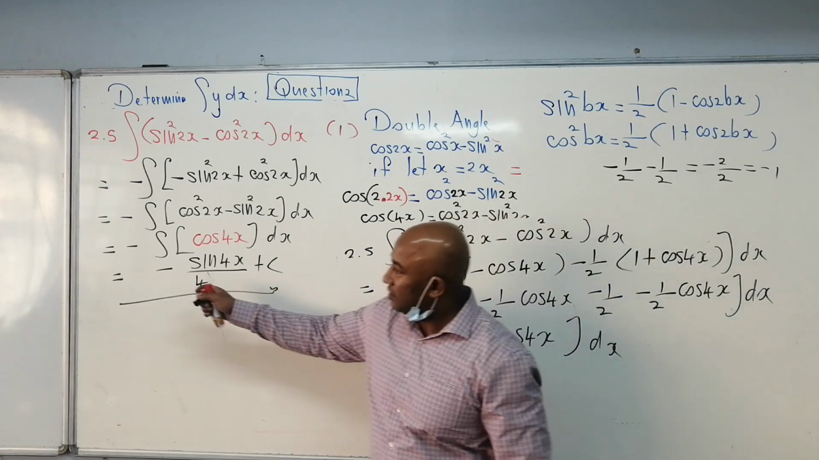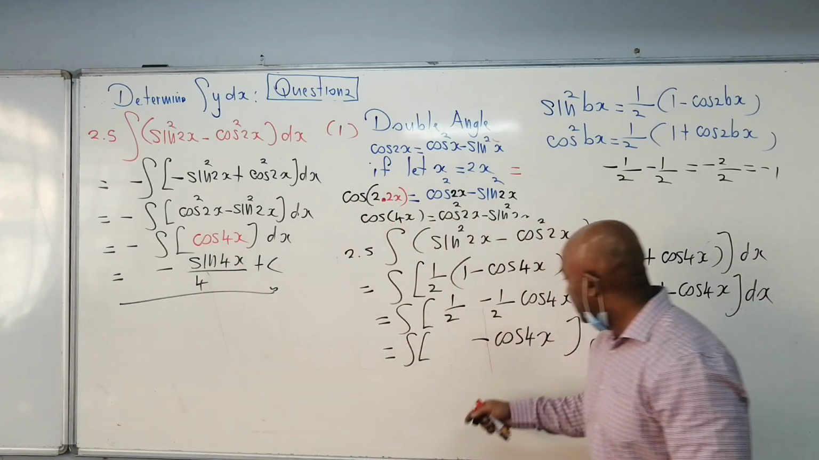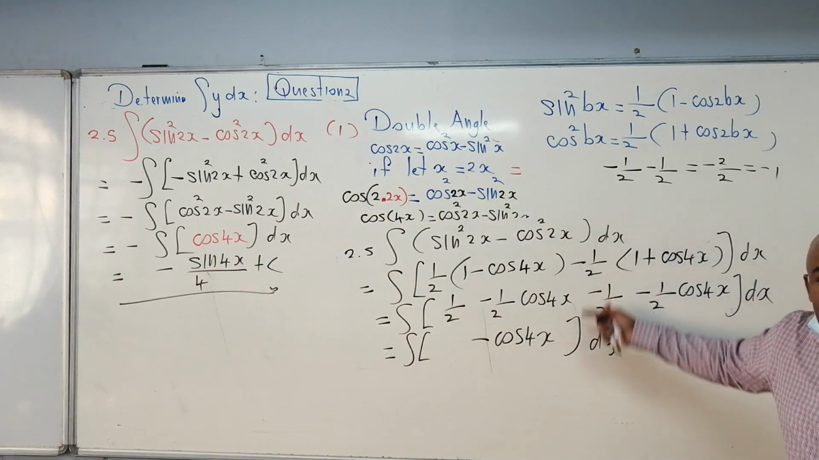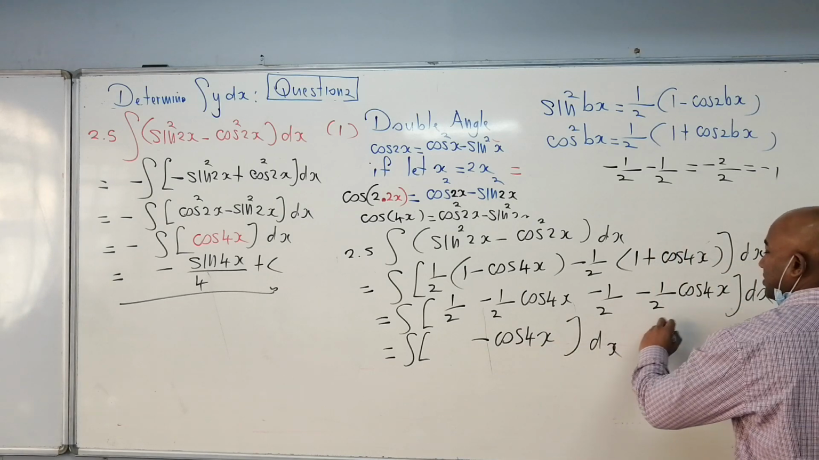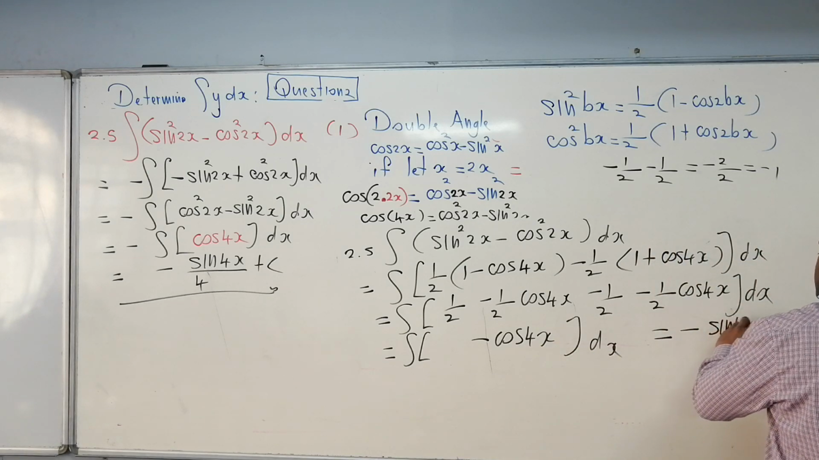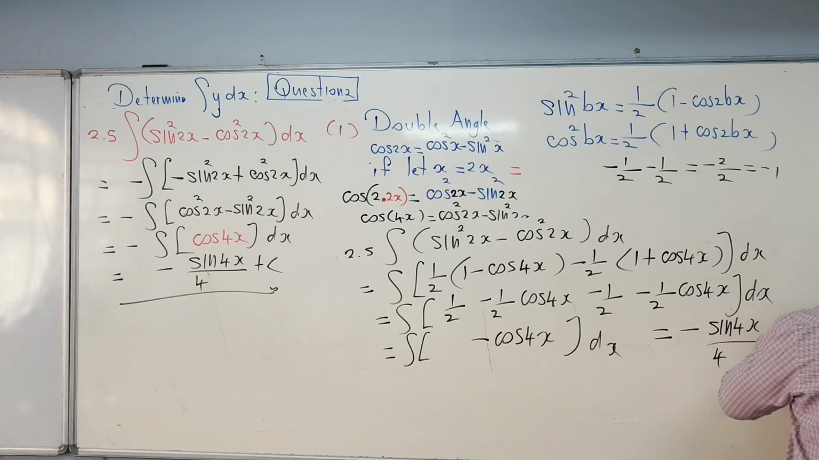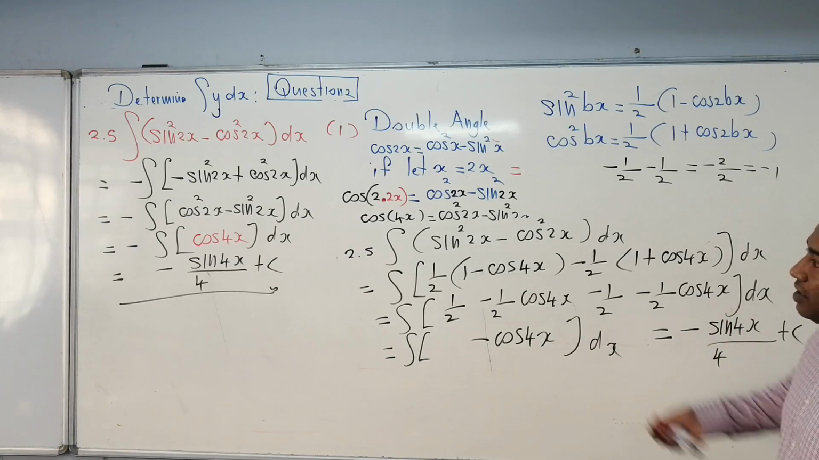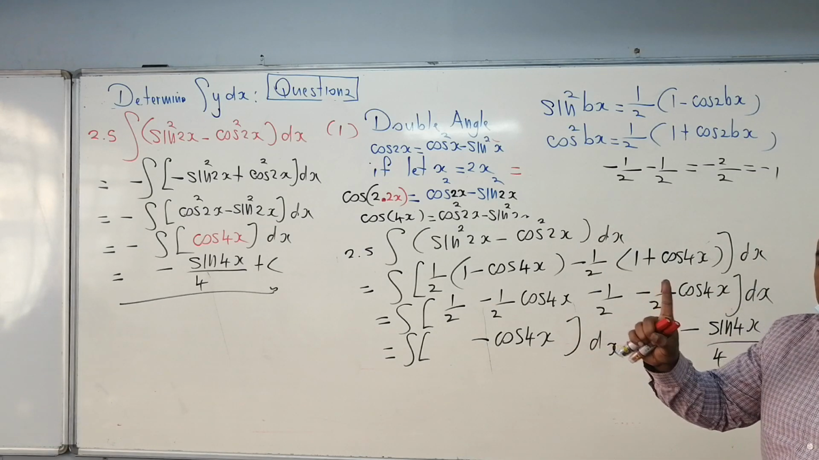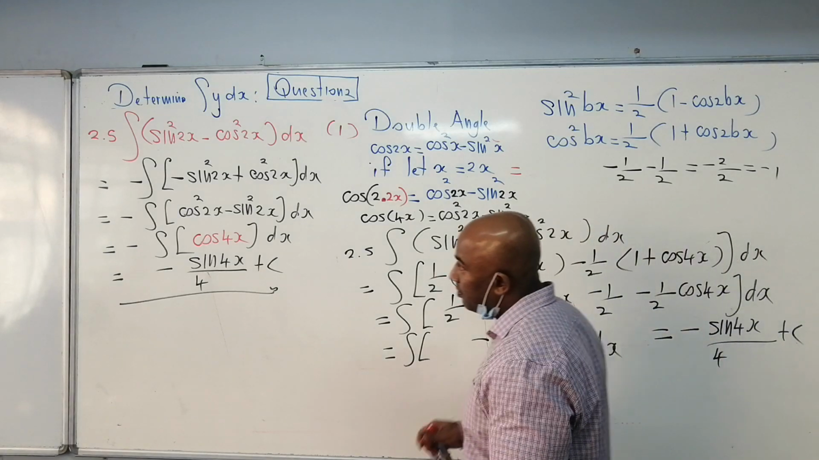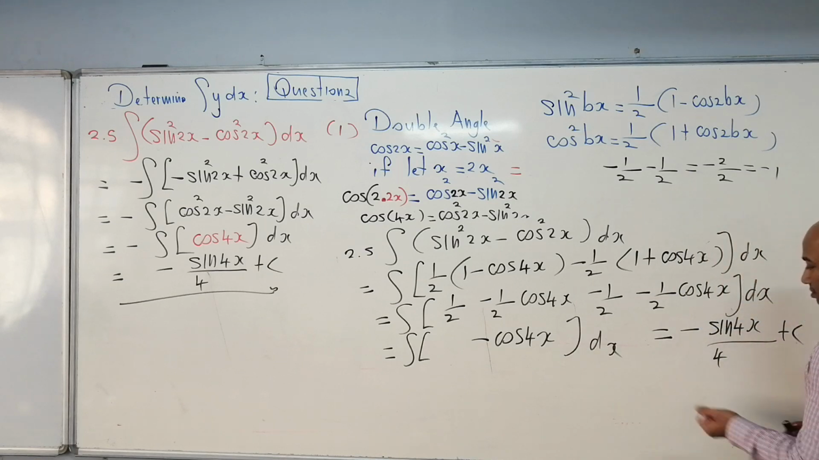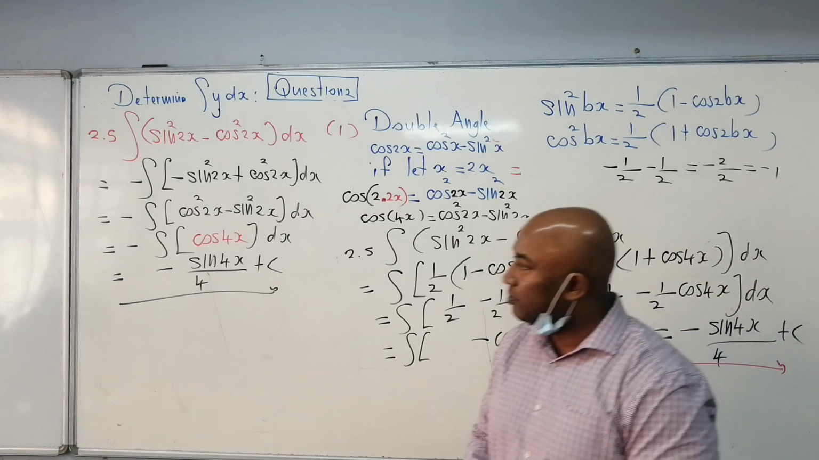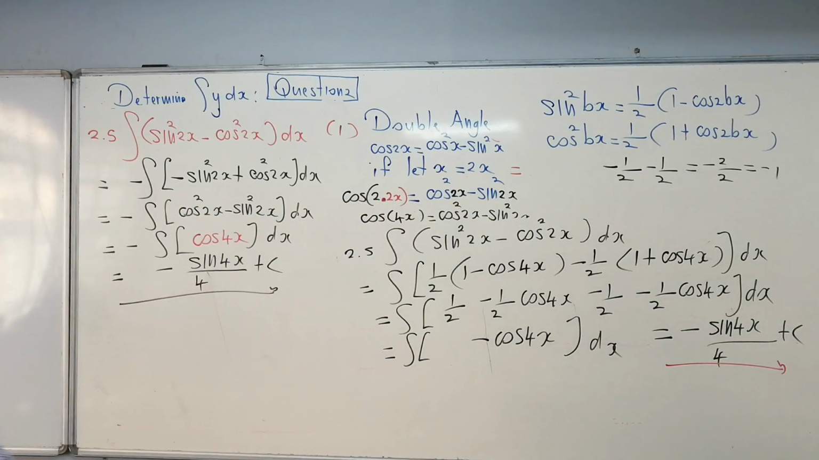Now look at minus cos 4x. It just takes longer to do it this way. Now we can integrate minus cos 4x, which is going to be minus sine 4x all over 4 plus c. Too much work for 1 mark. We need to be fast in the N6 exam. Look for the fastest way to solve the problem. But this is still correct. Let's move on to the next one.